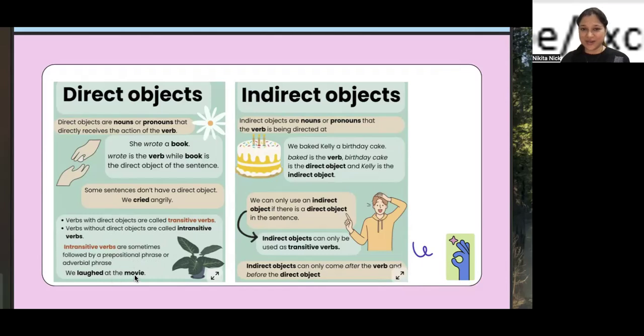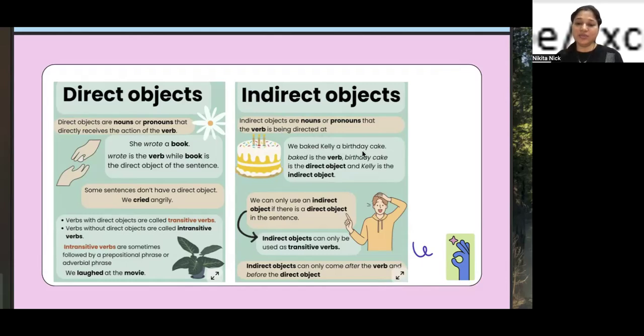So, we laughed at the movie. What did we do? We laughed. Laughed at what? The movie. So it is intransitive because it is followed by a prepositional phrase or adverbial phrase, at the movie. So it's intransitive.